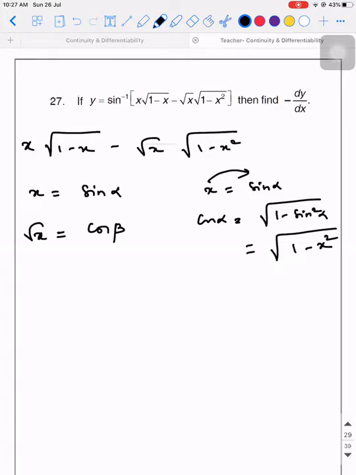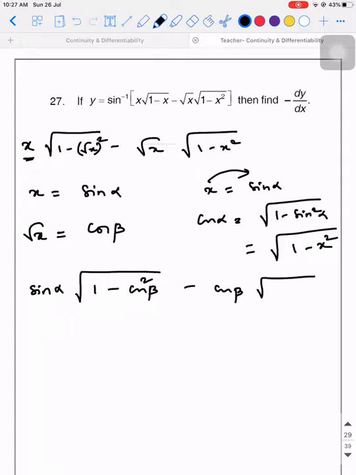So x is equal to sin alpha. Wherever x is there, I'm substituting sin alpha into root of 1 minus x. In the question x is there. I'm going to write x as root x the whole square. So 1 minus root x the whole square is cos square beta. Minus root x is cos beta into root of 1 minus x square, that is 1 minus sin square alpha. Correct? So sin alpha sin beta minus cos alpha cos beta.